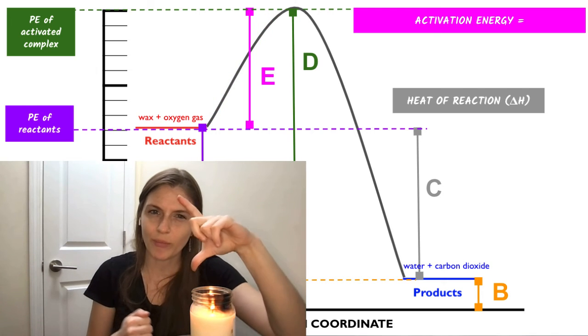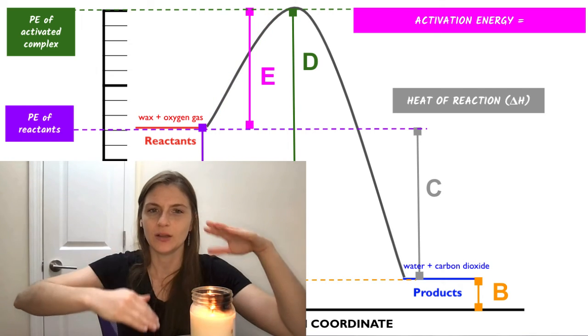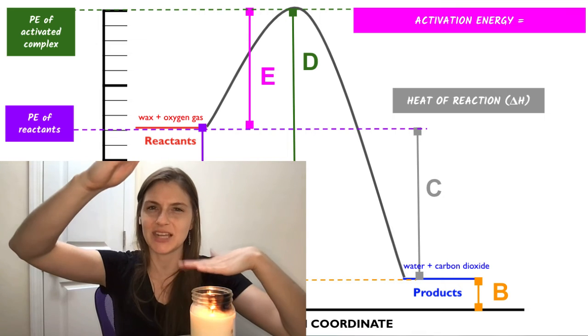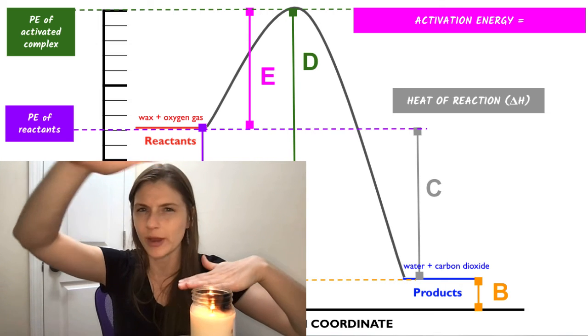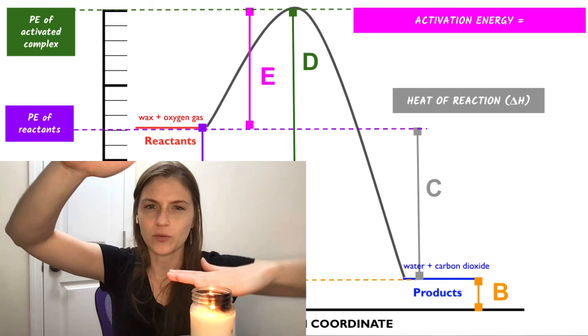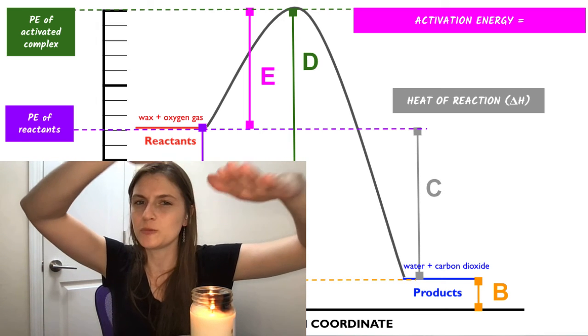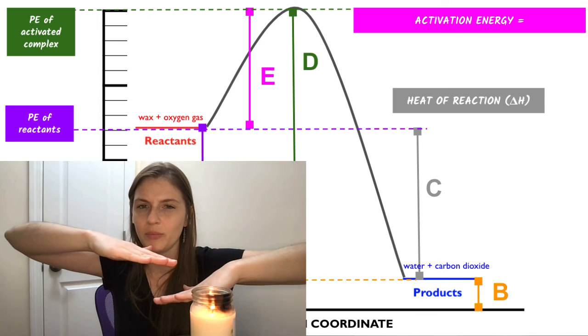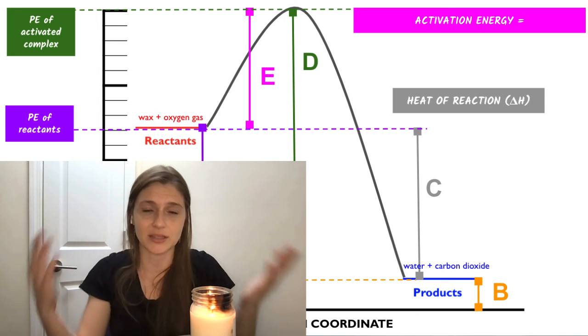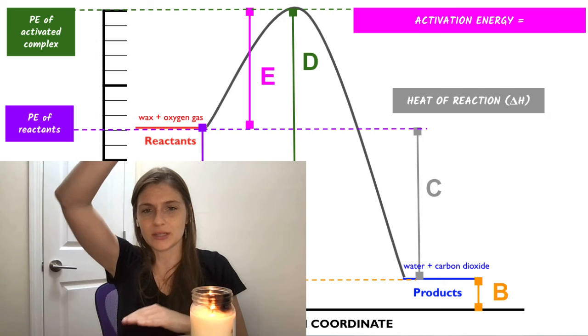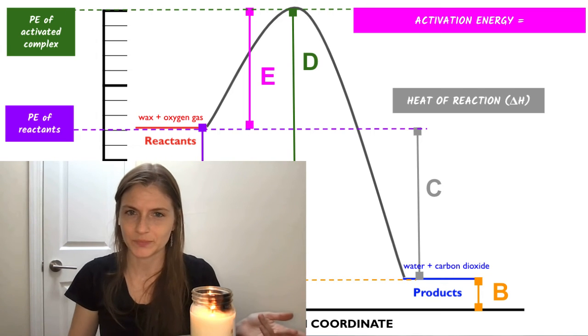Interval E represents the difference between the activated complex, the least stable point in the whole reaction coordinate, and the reactants. The smaller the difference between the reactants and the activated complex, the lower the activation energy, the less energy required. The bigger the difference, the higher the activation energy.